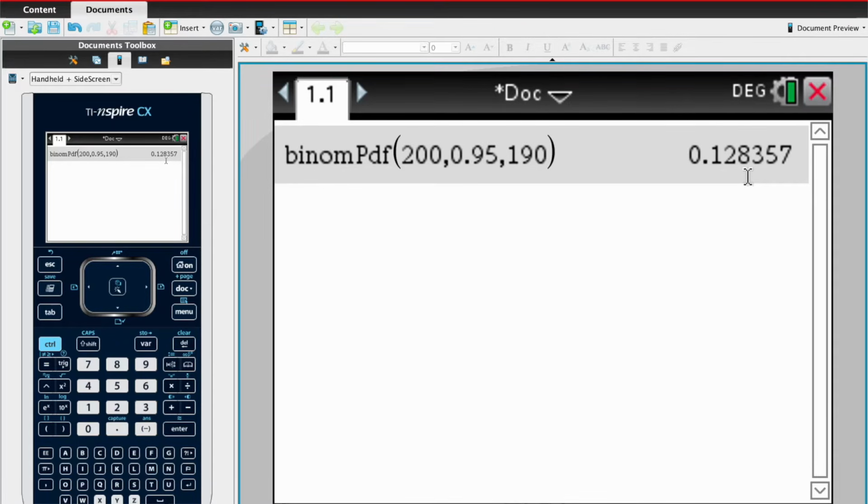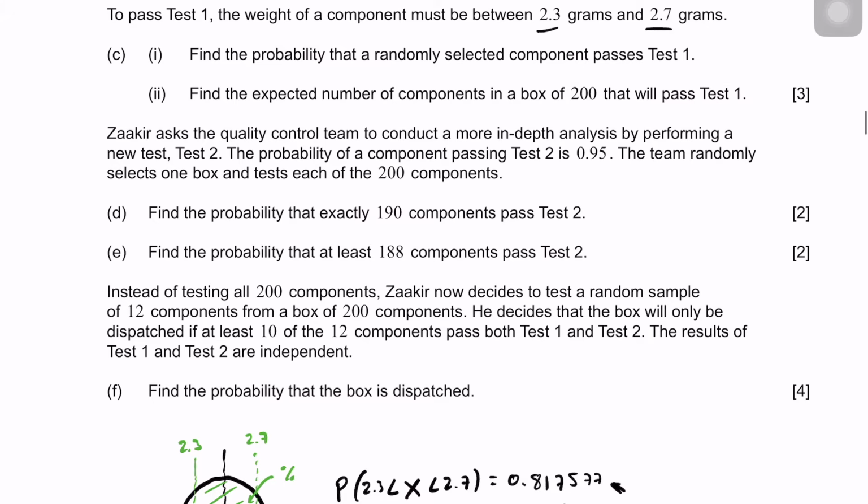So let's go back to the document and write this out. I'm just going to write it out over here. The IB does allow for calculator notation, and in some cases I think that's the most straightforward. So I'm going to write this out here. Binomial PDF, number of trials, probability of occurrence, and then the number of successes. And we found that probability to be equal to 0.12835. So to 3 sig figs, this is just 0.128.